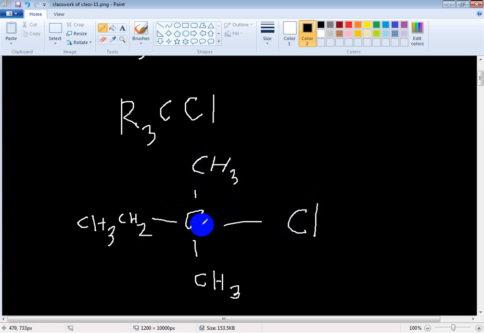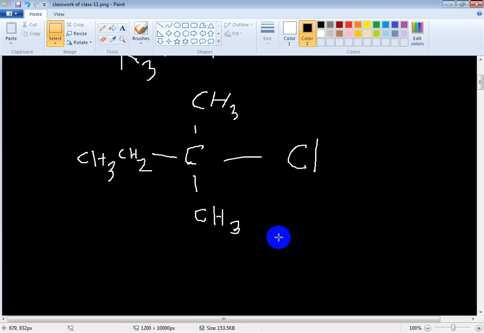Okay, this is the alpha carbon, the carbon which carries the halogen atom. How many alkyl groups does this alpha carbon contain? This is one alkyl group, this is two, three alkyl groups. So this is a 3-degree alkyl halide. A 3-degree alkyl halide forms the most stable carbocation. So if the most stable carbocation forms, it prefers SN1 reaction.